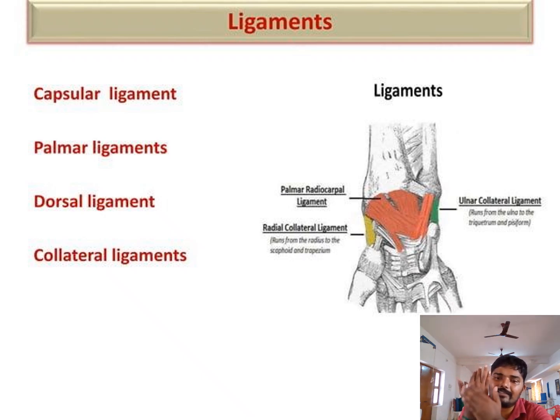Then on the other side is the dorsal or posterior surface. Here you can identify the radius, ulna, and carpal bones attached with the same brown color, the dorsal radiocarpal ligament. One ligament is missing from this structure, the capsular ligament. This capsular ligament covers the joint, both anterior and posterior.